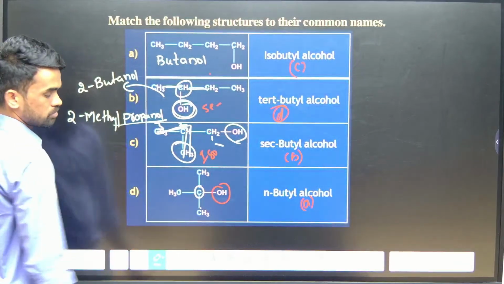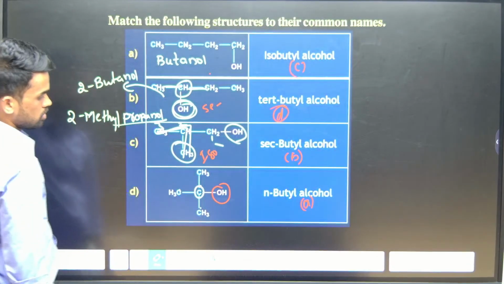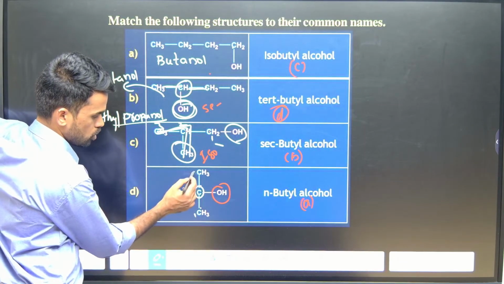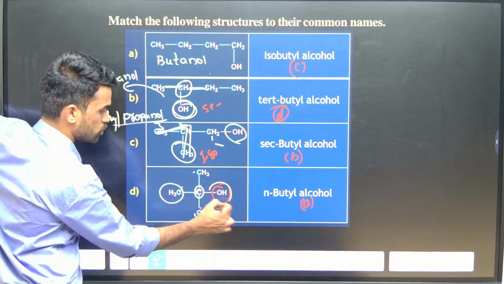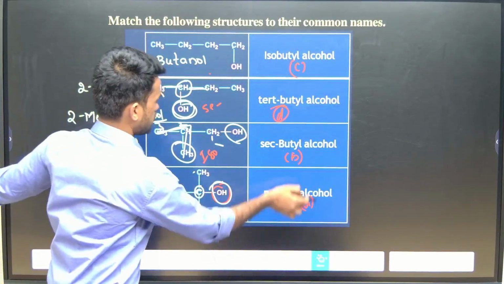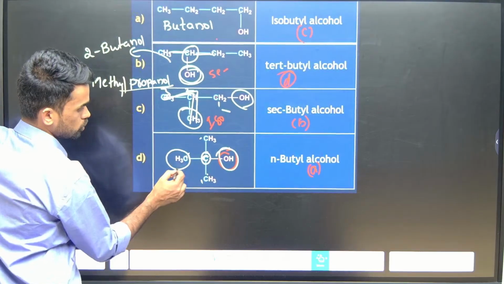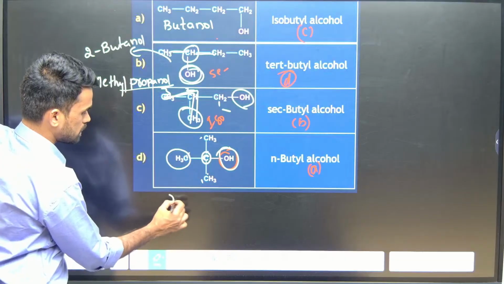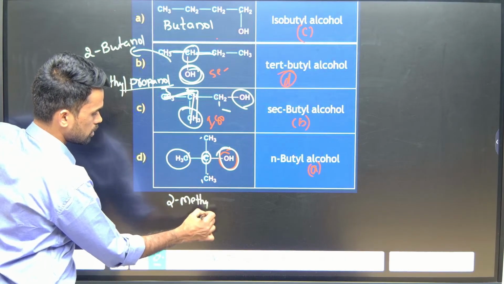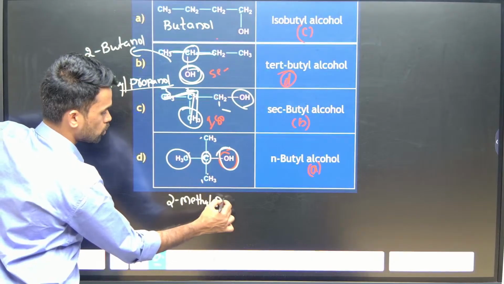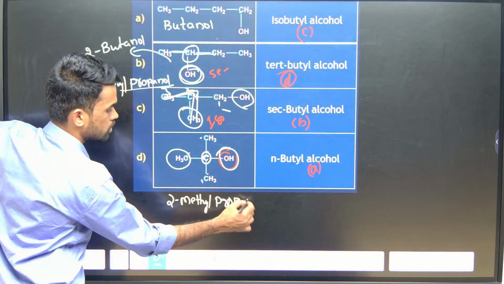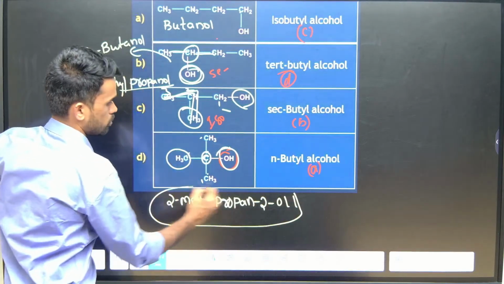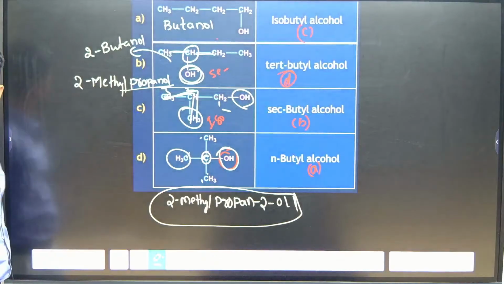Now what about this name? See how many carbons are there? 1, 2, 3. At second position we have one methyl group and one OH group. So what is the name of this compound? 2-methyl propane 2-ol. It's a propane now, so propane 2-ol. This is the name of the compound. Okay, so this is how you need to write.